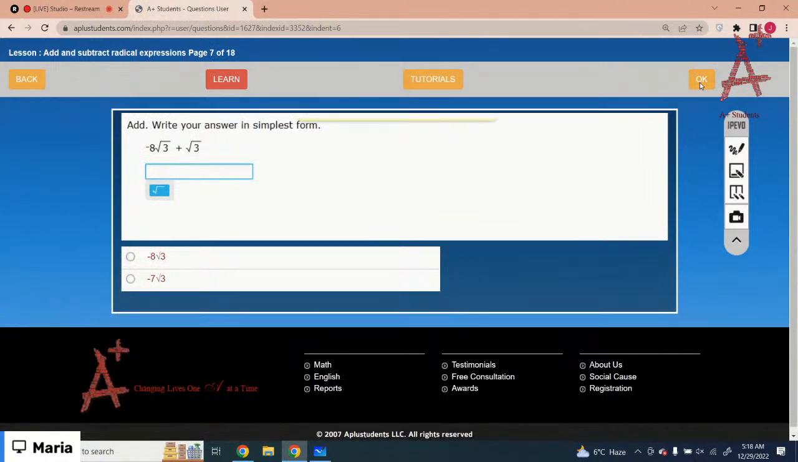Write your answer in simplest form, negative 8 square root 3 plus 3 square root 3. So which of the option is the correct one? Yes, that would be the second option, negative 7 square root 3. Got it? So just select the correct option, then click on the OK button.